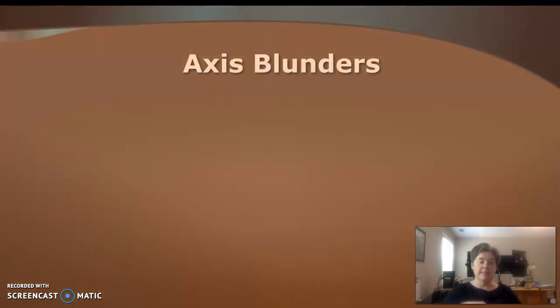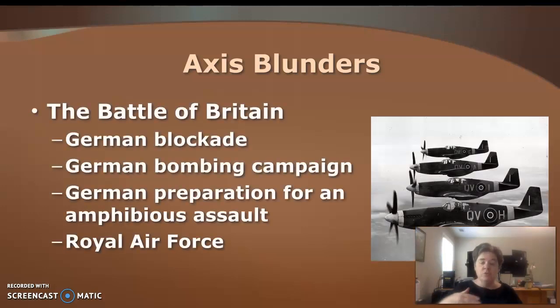Today, we're going to look at some of the Axis blunders, some of the things that the Axis powers, Germany, Italy, Japan, did wrong. The first one we're going to talk about is the Battle of Britain. If you are curious about how this worked, let's talk about it first, and then I'm going to give you some other information.